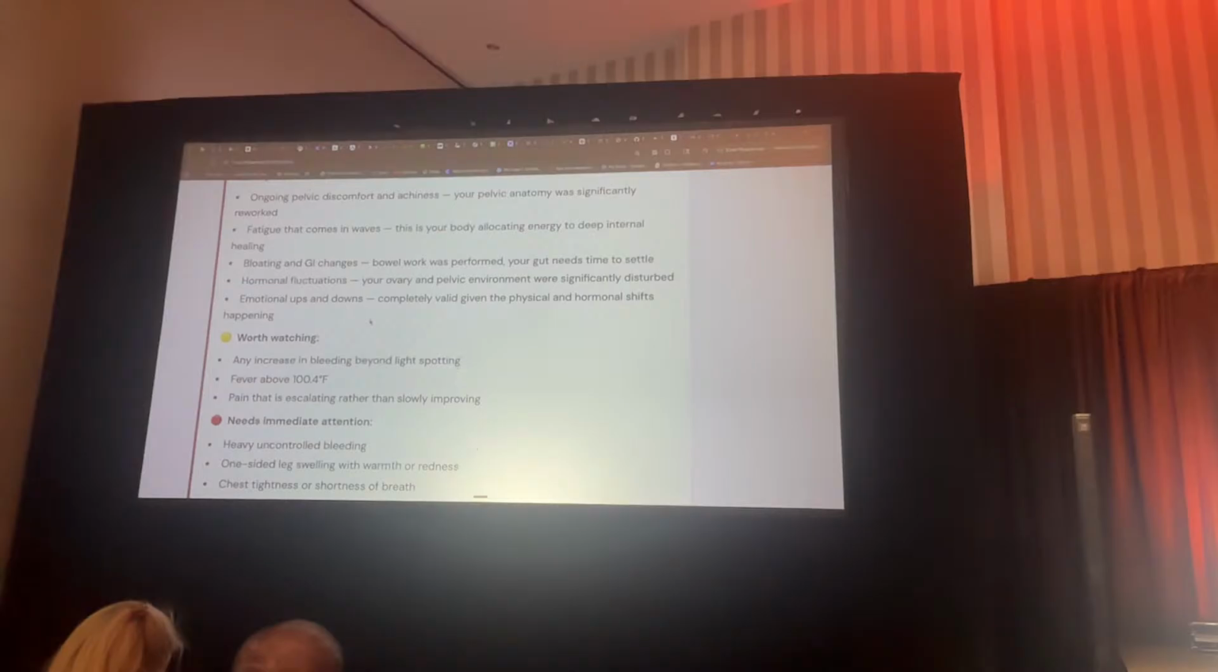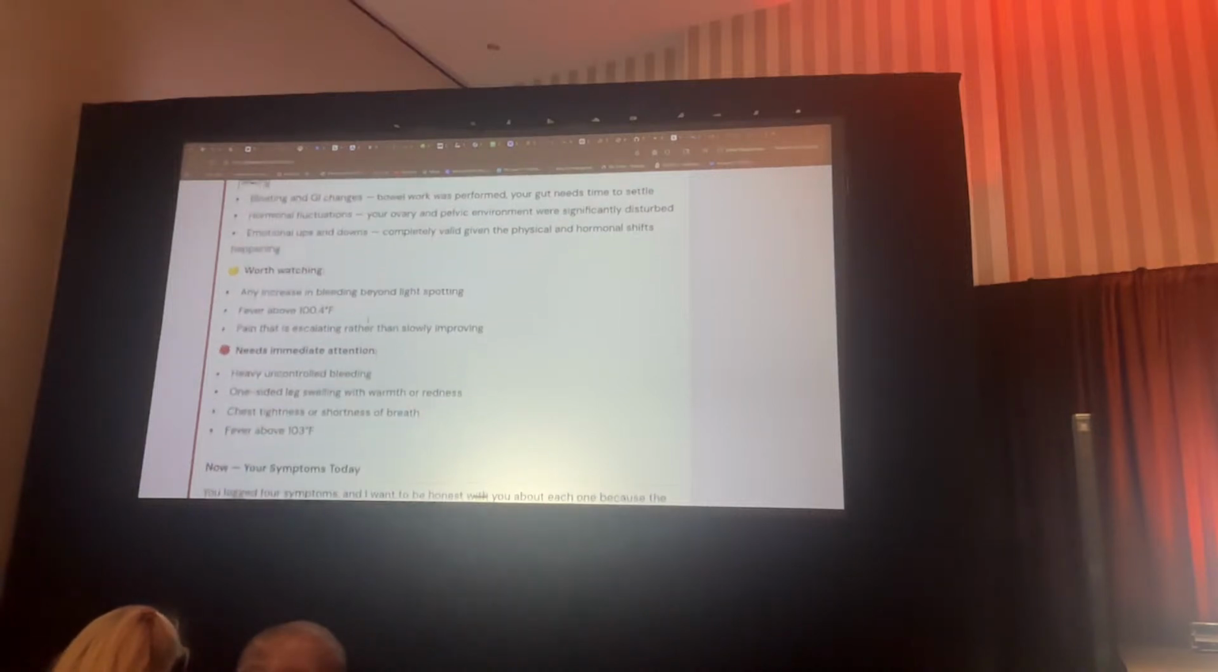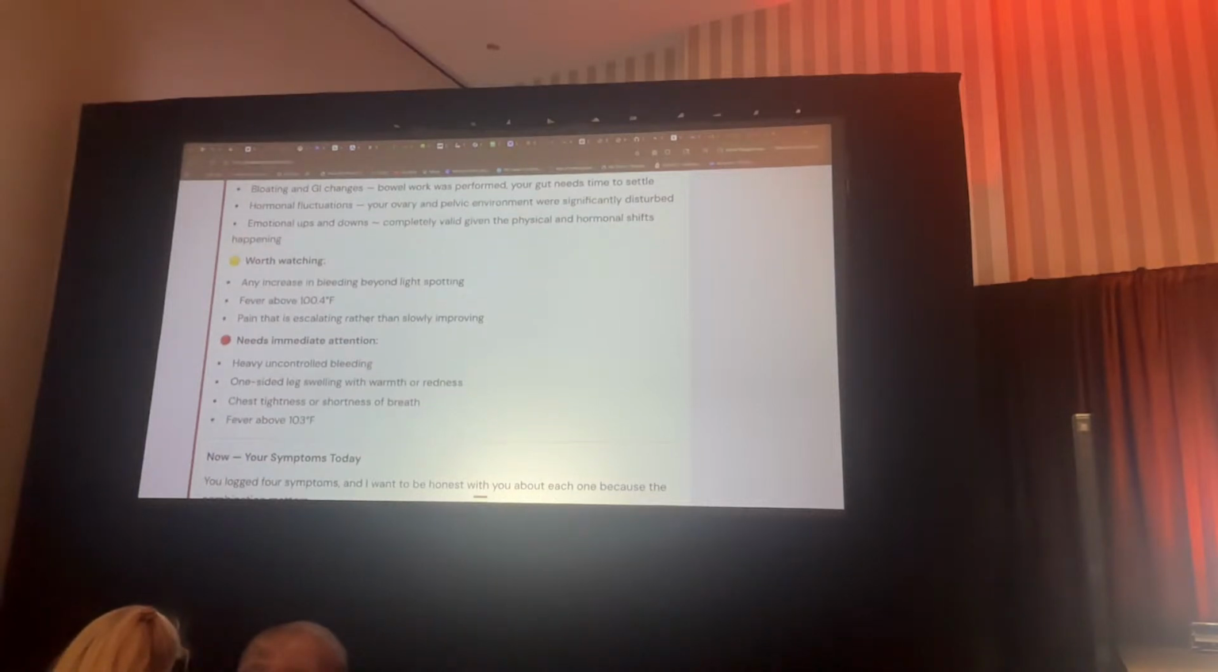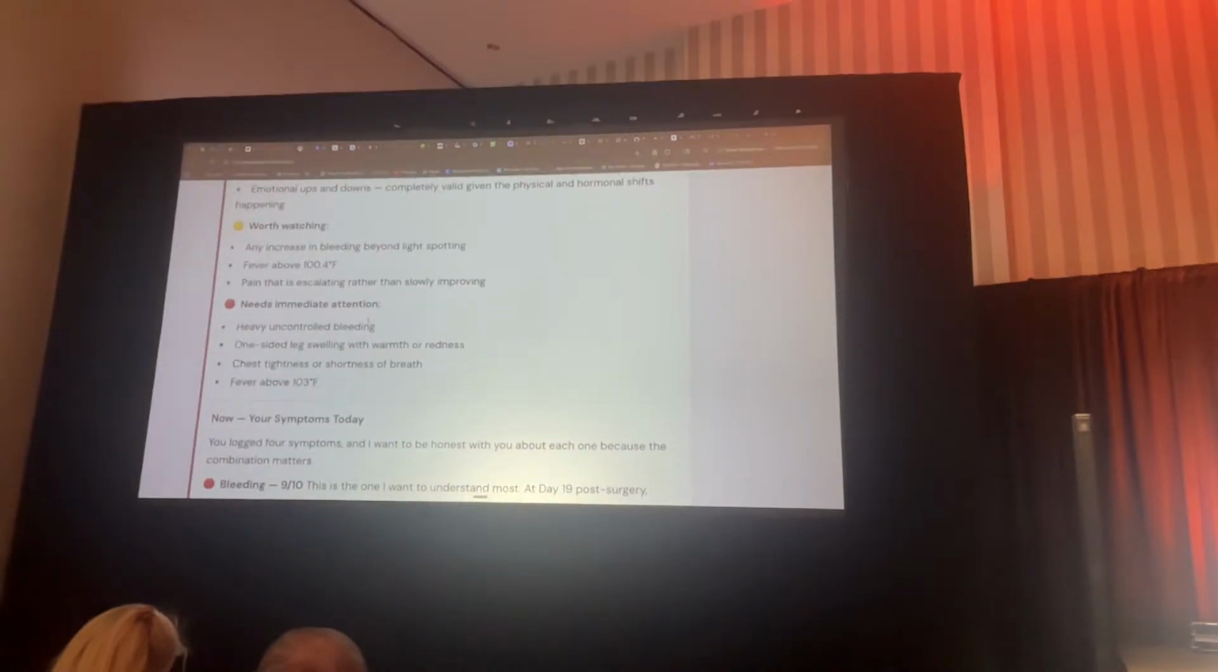Ongoing pelvic discomfort and achiness. Your pelvic anatomy was significantly reworked. Fatigue that comes in waves. This is your body allocating energy to deep internal healing. Bloating and GI changes. Bowel work was performed. Your gut needs time to settle. Hormonal fluctuations. Your ovary and pelvic environment was significantly disturbed. Emotional ups and downs. Completely valid given the physical and hormonal shifts happening.